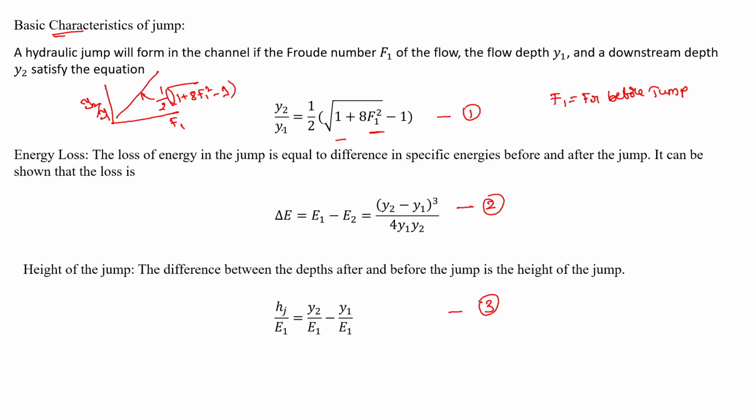So you can remember this: y2 divided by y1 equals 1 by 2 times the square root of 1 plus 8 F1 squared, minus 1. This is the important equation. Similarly, one can write y1 divided by y2 equals 1 by 2 times the square root of 1 plus 8 F2 squared, minus 1. This is also possible. If you remember one equation, it is pretty simple to write the other equation. And this is another term.